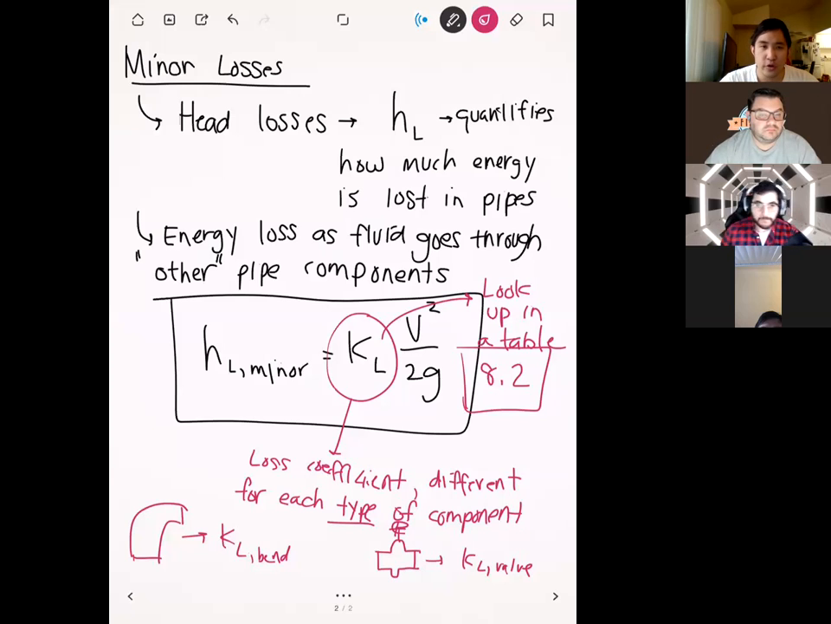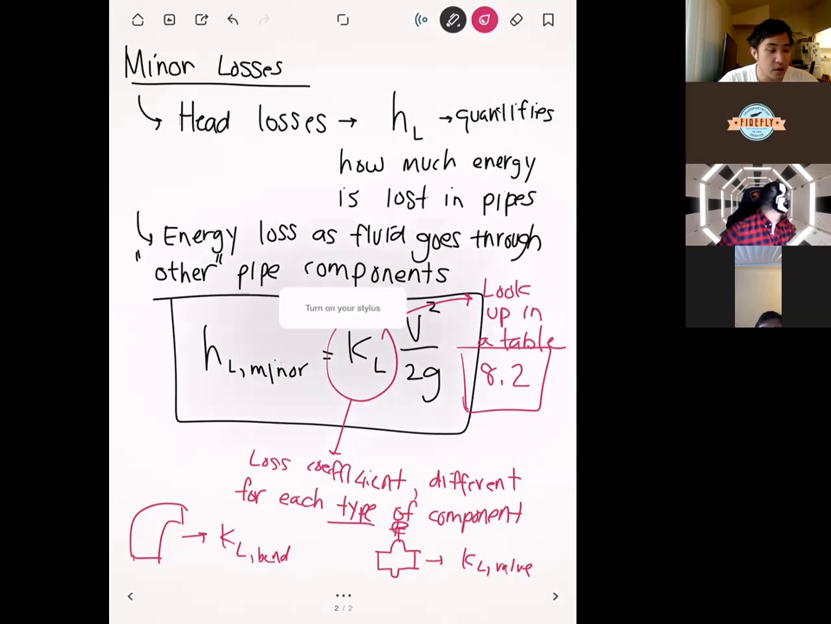I think you can also Google it too. I think I remember I tried Googling it last year, and I just searched up loss coefficients for pipe flow, and I think the first image that comes up is actually table 8.2 from the book. So it's used quite often for these kinds of problems. Okay, are there any questions on this before we move on?